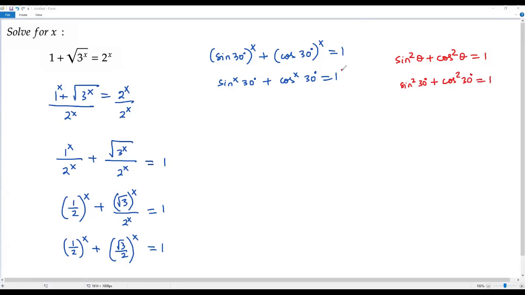Now let's compare this equation and this equation. On the right side, here we have 1 and here we have 1. On the left side, we have sine 30 degrees here and sine 30 degrees here, and cosine 30 degrees here and cosine 30 degrees here. So everything is the same except the exponent. In place of x, what do we have over here? We have 2. Therefore, the value of x is 2.